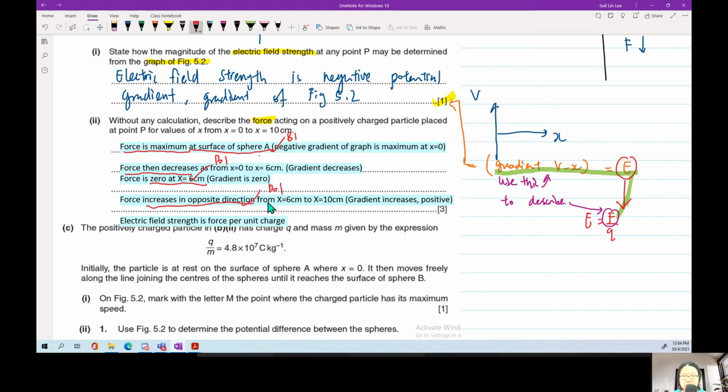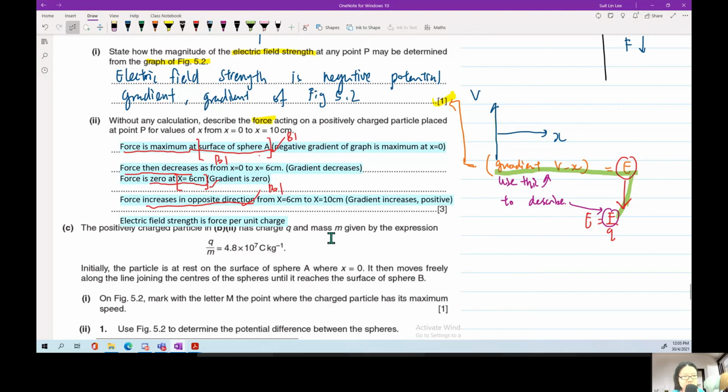This is B1. Do you need to state the position? Yes. So you need to mention the surface of A. You need to mention 6 cm. The position is needed, at the very least. And then the opposite direction is compulsory. Okay, that's it for the explain part.